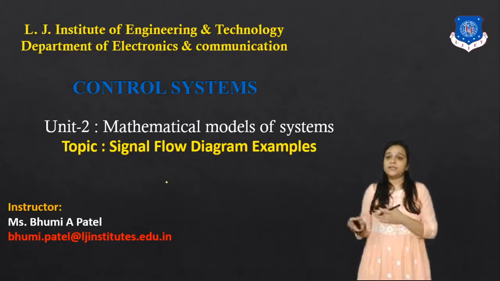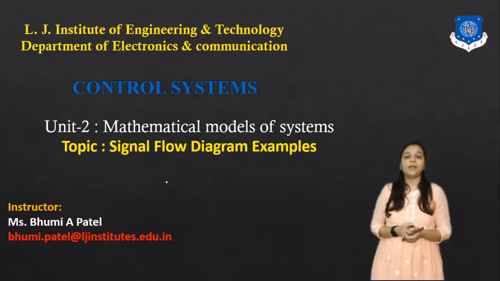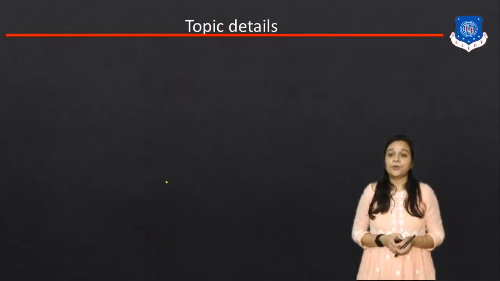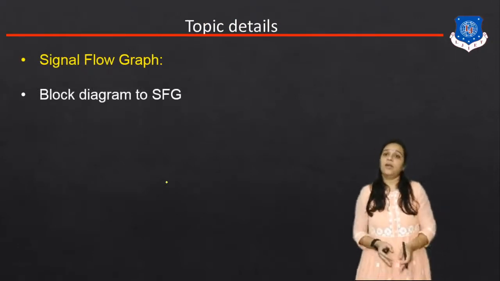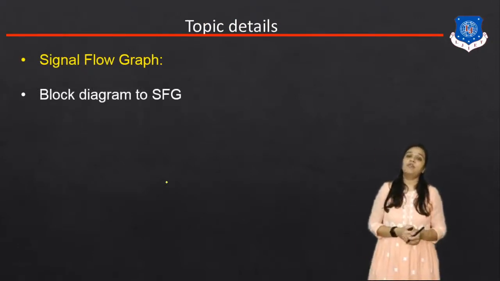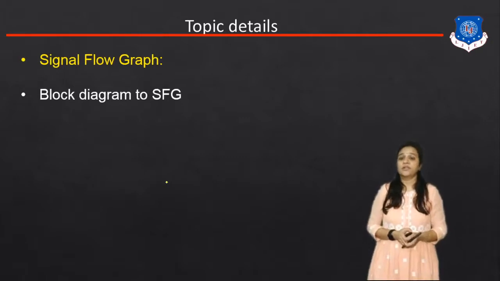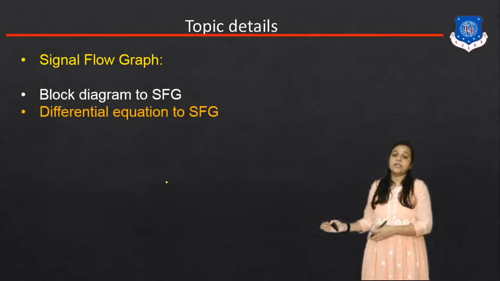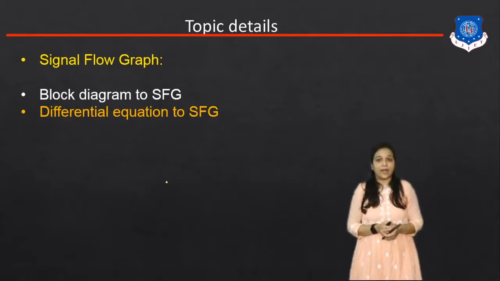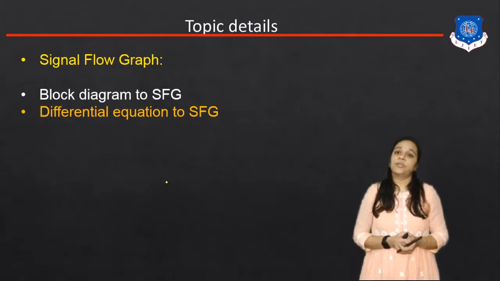Today our topic is signal flow diagram examples in Unit 2, mathematical model of the system. In the last session we studied how to convert the block diagram into the signal flow graph, and then using Mason's gain formula we can find the transfer function of the system. In this session we will convert the differential equation to the signal flow graph, and then find out the transfer function of the system.